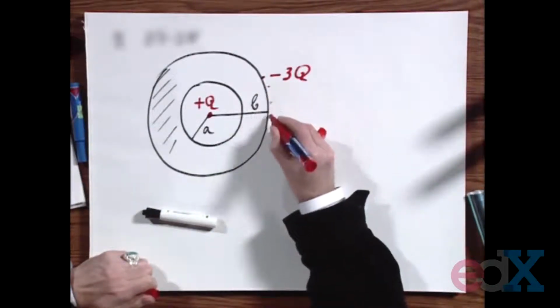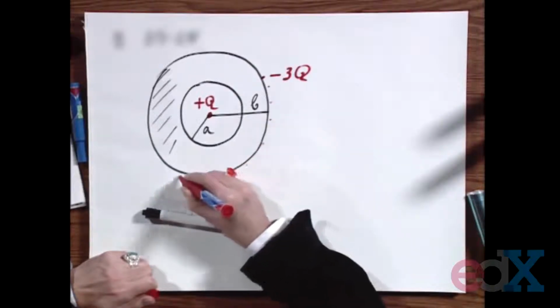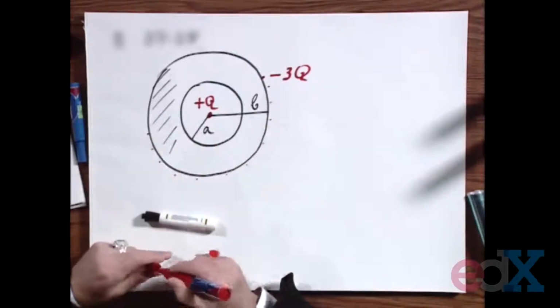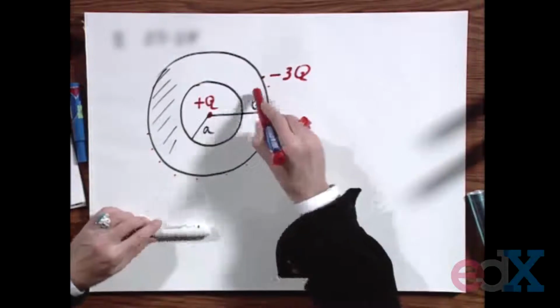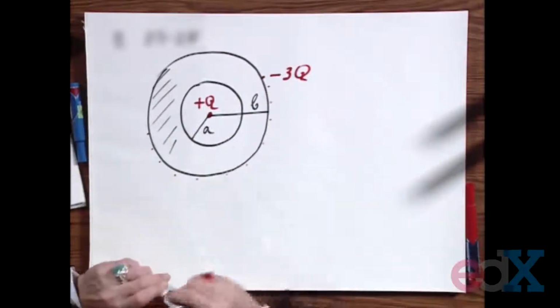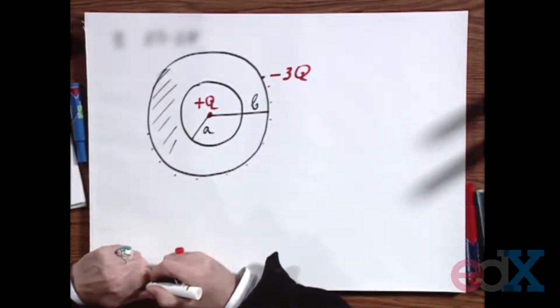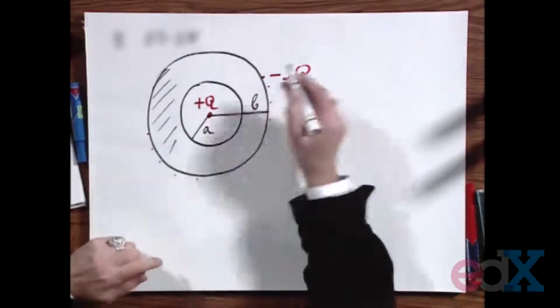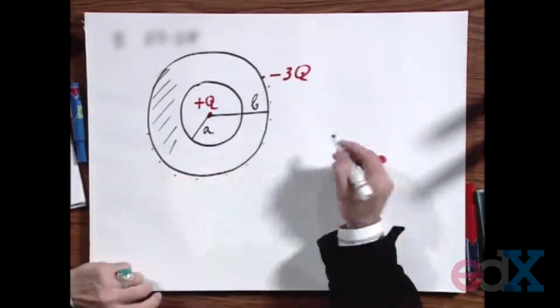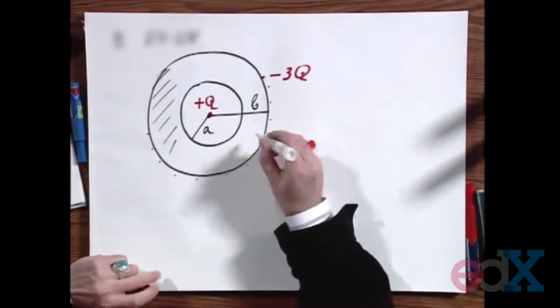That total charge undoubtedly is uniformly distributed. Whether you like it or not, that happens automatically when this is a metal. All right now. You're being asked to calculate what the electric field is everywhere here in space. Here, here, and there.